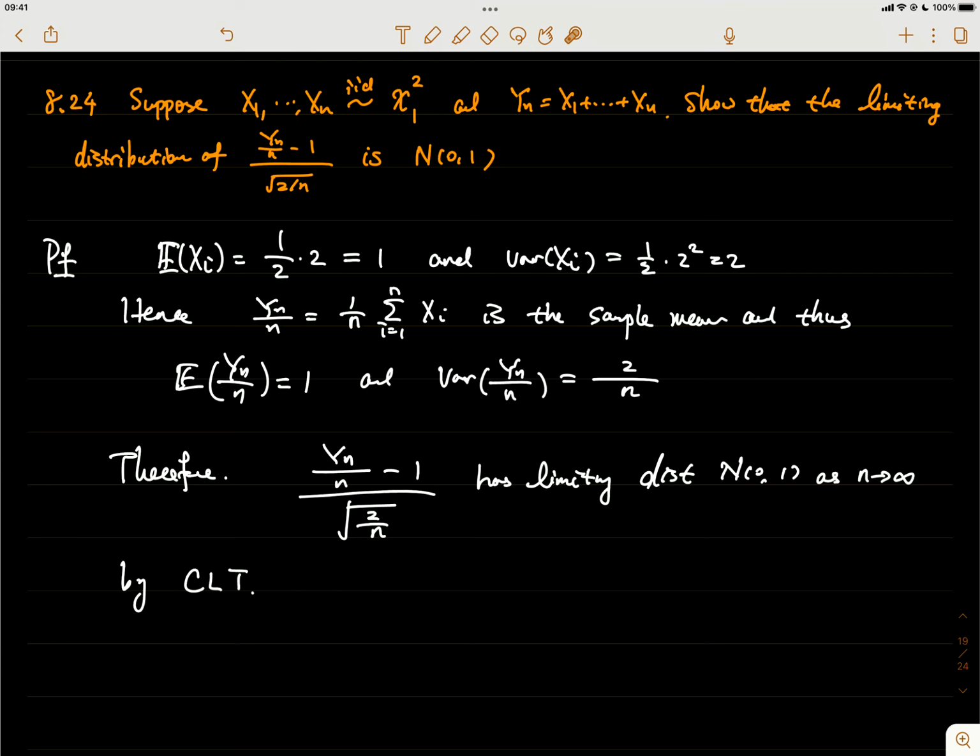Now we're basically done, because this is just the mean. This is just the mean. This is just the variance. So this is the sigma squared. So when we treat this as the sample mean, then this is the mean, which is the 1 here, and then we have the 2, which is this thing here. That's why, by the central limit theorem, we know that the limiting distribution of this standardized sample mean of these Xi's is normal, standard normal.